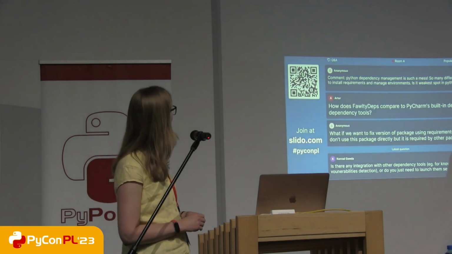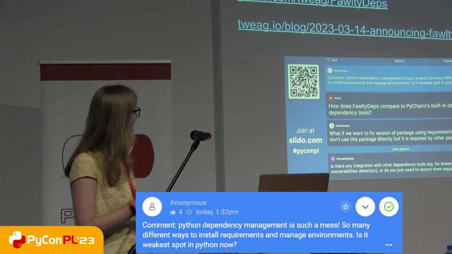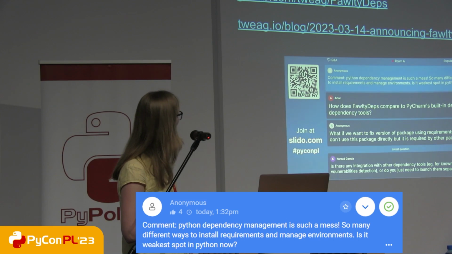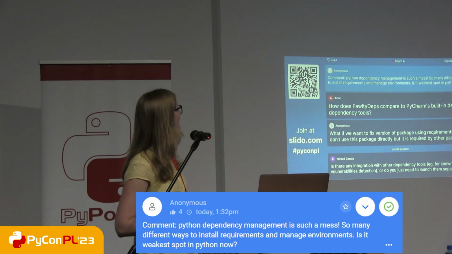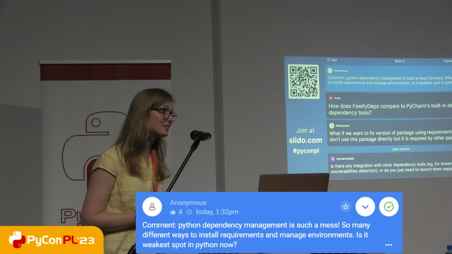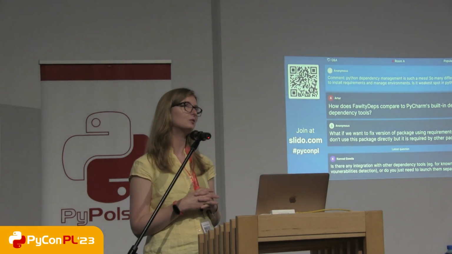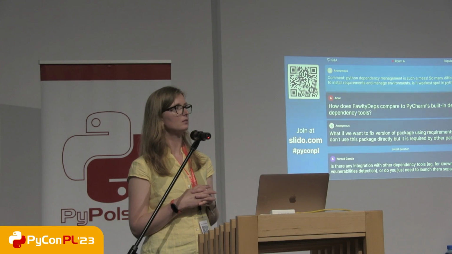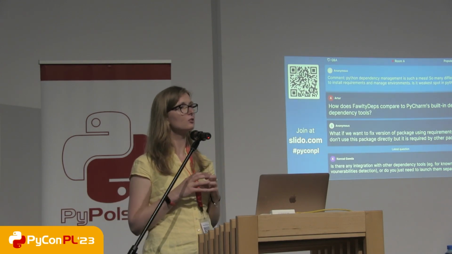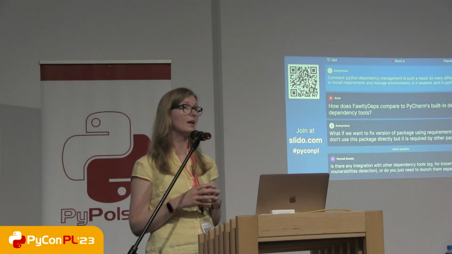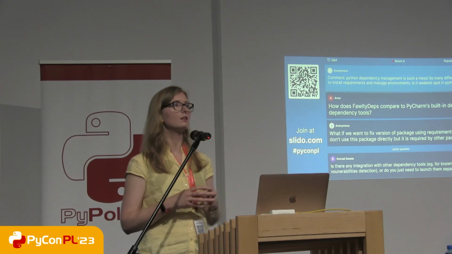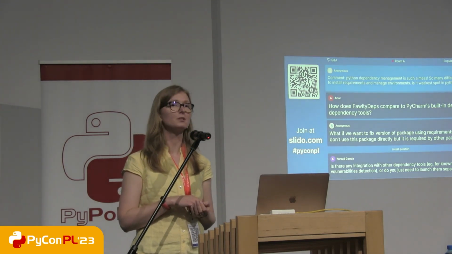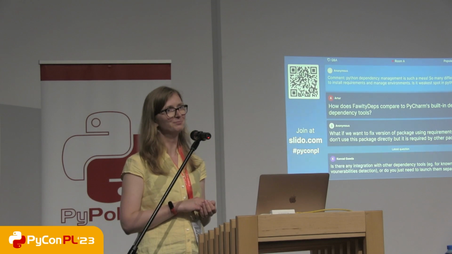We have a comment. Python dependency management is a bit messy. There are so many different ways to install requirements and manage environments. Is it the weakest spot in Python now? I don't know if I am qualified to say what is the weakest point in Python right now, but I must tell you that when we started this project, we thought, well, maybe it will not be that easy, but maybe nobody cares, and there was not a lot going on in this direction. And then we discovered that there is a lot of discussion around this subject. So it's being discussed. I don't know if it's the weakest point, but it's definitely an interesting point. Okay, thank you.